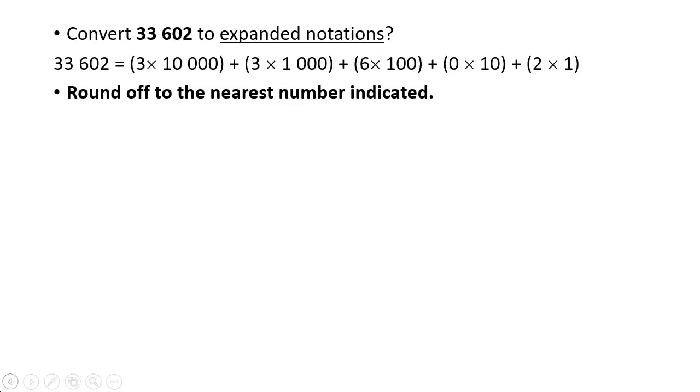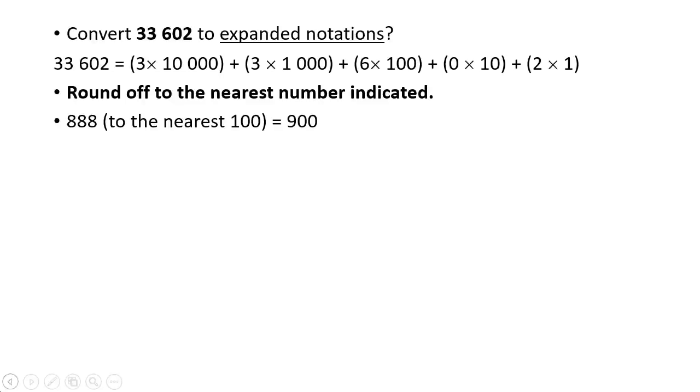So that is your answer. You have expanded the whole 33,602. Now sometimes they say round off to the nearest number that is indicated. They give you the number to which you must round off. Say, for example, they have 888 to the nearest 100.